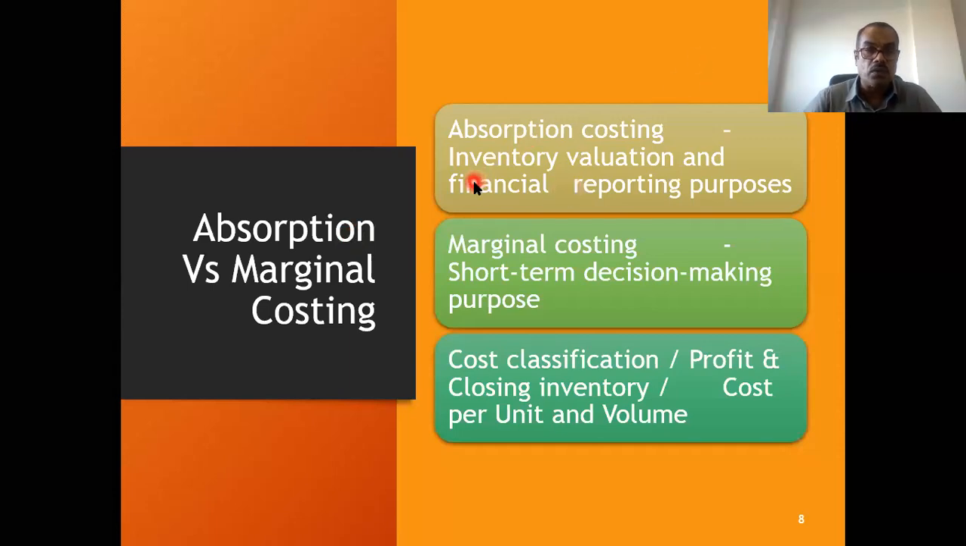Now, simple differences between absorption costing and marginal costing. Just to recall, absorption costing is the costing system where you value inventories using the cost assignment that you learned. You absorb cost into product. Therefore, it is used for inventory valuation and financial reporting purposes. Absorption costing deals with financial accounting, while marginal costing deals with decision making, that is managerial accounting. Cost classification, profit and closing inventory cost per unit are all different if you adopt the two different methods. We will see how they are different when we take an example.